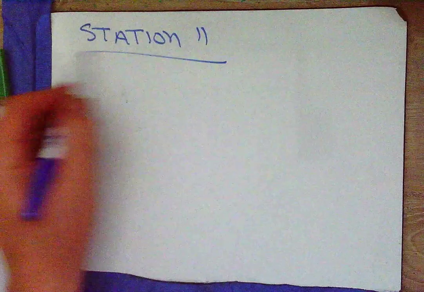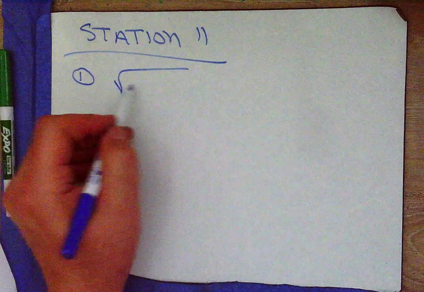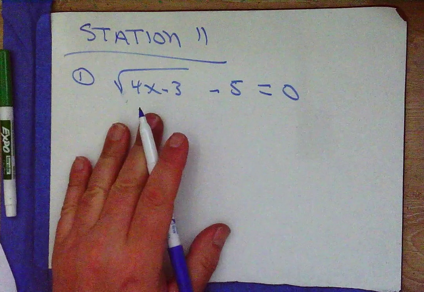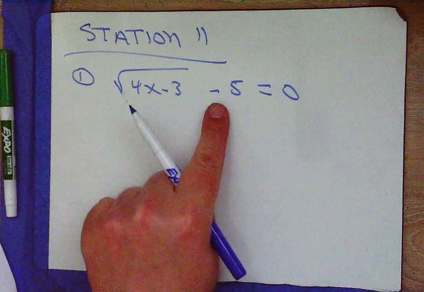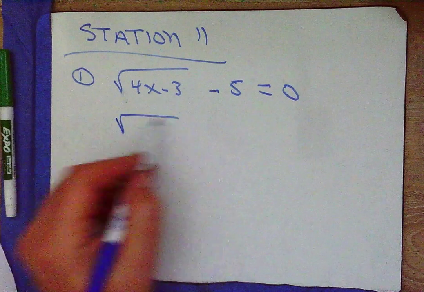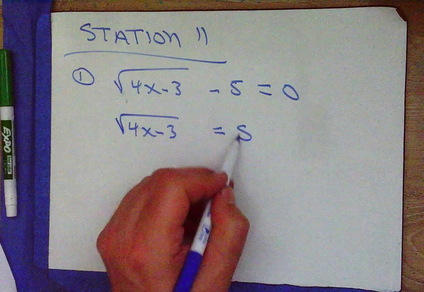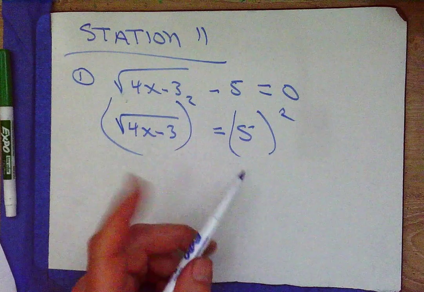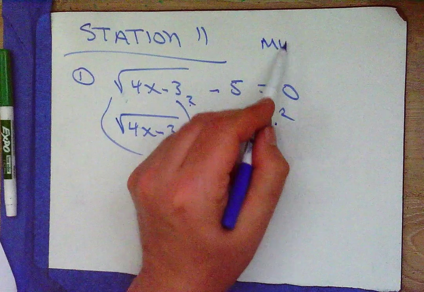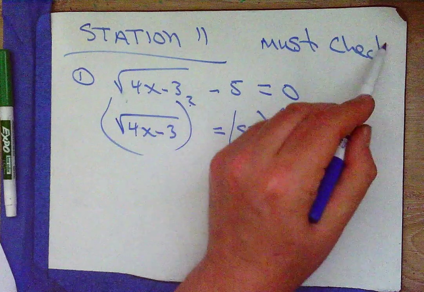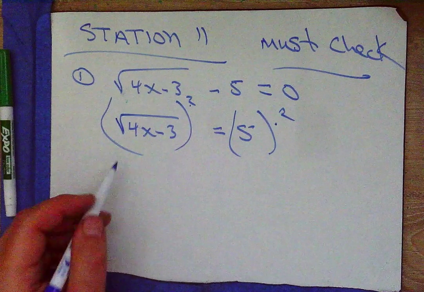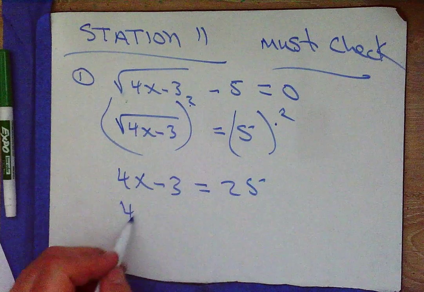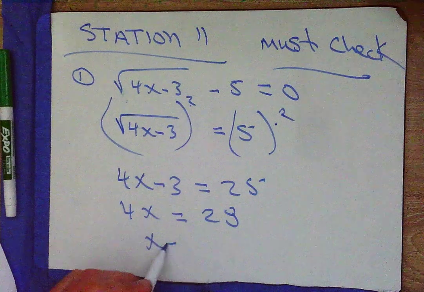Station 11. Okay, problem 1 says square root of 4x minus 3 minus 5 equals 0. Remember, we don't want to square both sides until we've isolated the radical. That means you have to get the 5 over here. So the square root of 4x minus 3 equals 5. And now the next thing I want to do is square both sides. And because I'm squaring both sides, this is now a must check. Whenever I square both sides, that's a must check. So I've got 4x minus 3 equals 25. I get 4x equals 28, or x equals 7.